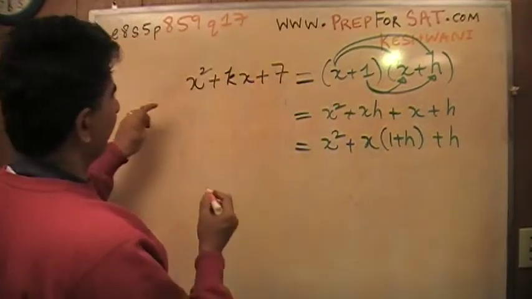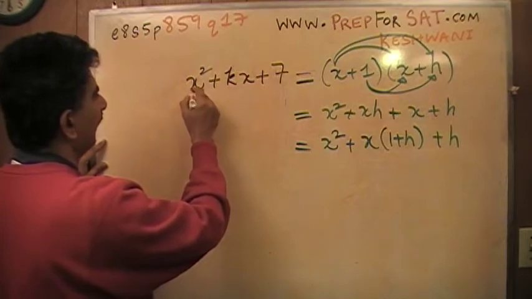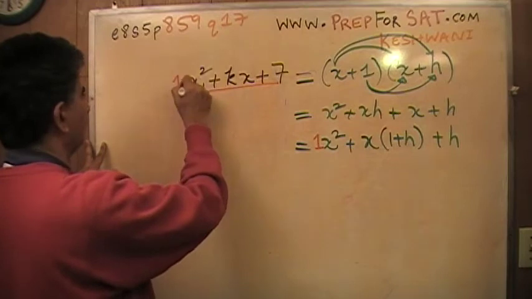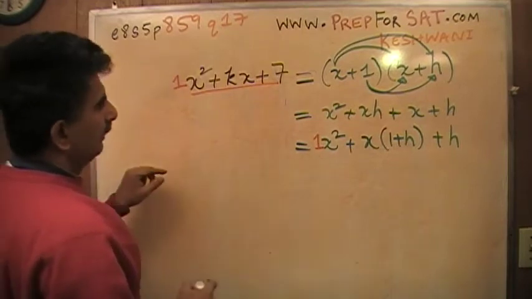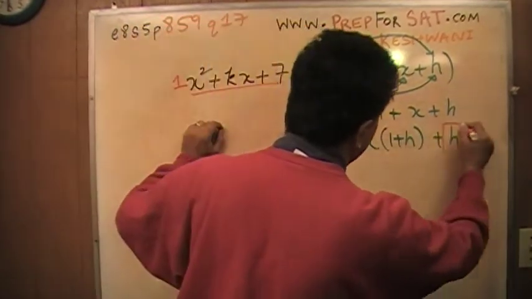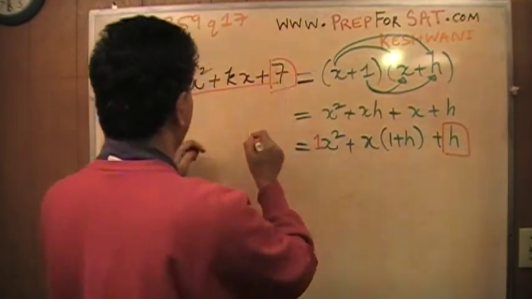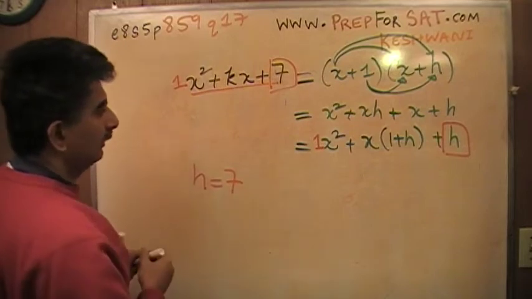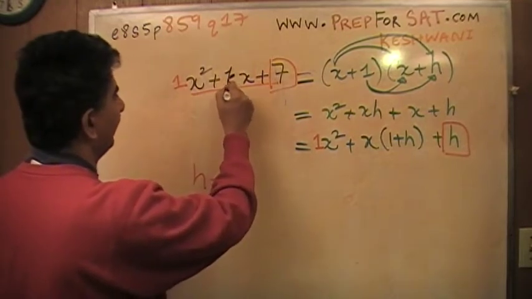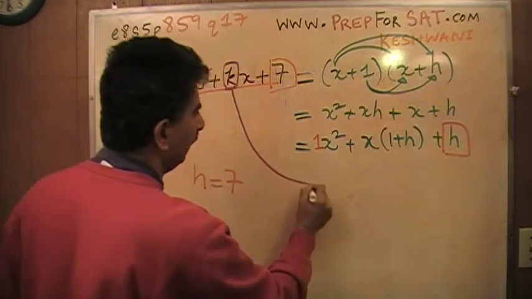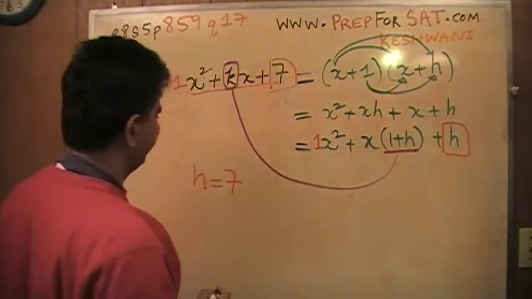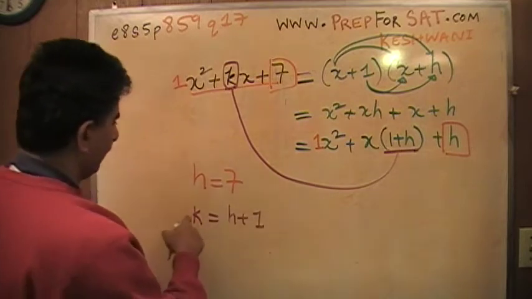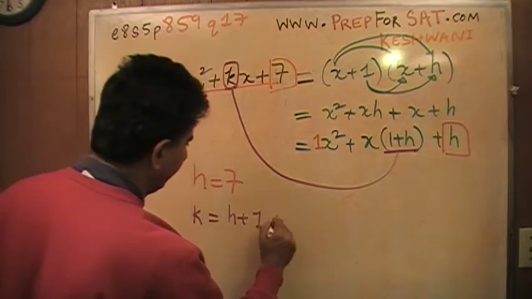If you compare the two expressions, this expression on this side with this right here, you see this has a coefficient of 1 and this has a coefficient of 1. This is 7, that tells me that h has to be 7. I'm going to make a note here, h equals 7. I also know this k here has to equal this guy right here. So k equals h plus 1. But I already found that h is 7, which means k has to be 8.